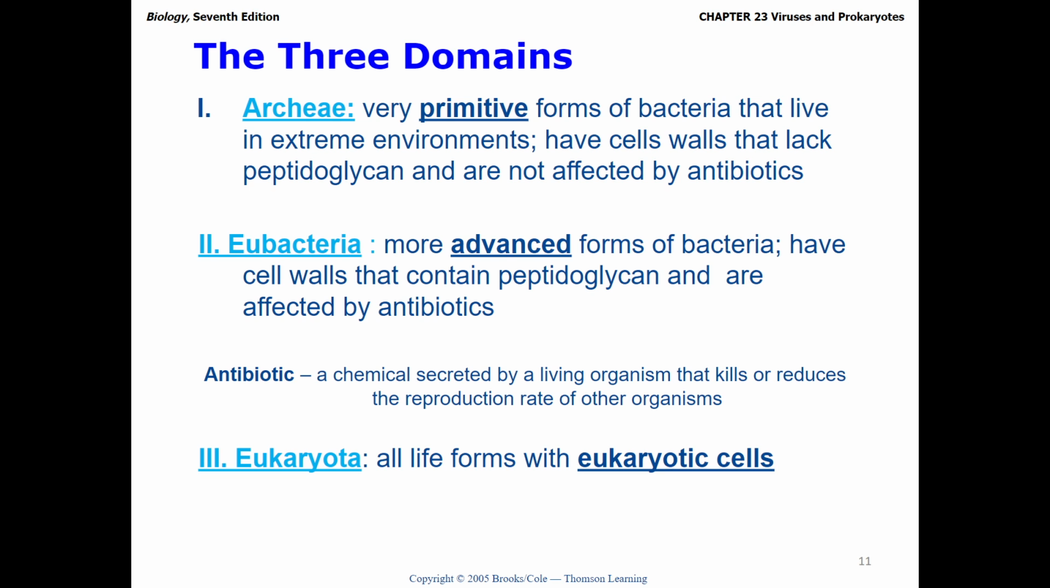We could also call the primitive archaeprokaryotes gram-negative bacteria or gram-negative prokaryotes, whereas bacteria, as a domain, has more advanced prokaryotes, more advanced forms of bacteria. Not all bacteria are pathogenic or cause disease, but the bacteria domain contains prokaryotes that have cell walls, and these cell walls specifically contain peptidoglycan, which makes their cell wall thicker. Peptidoglycan is a protein found in gram-positive bacteria, and it is a component of the cell wall that allows these bacteria to be affected by antibiotics.